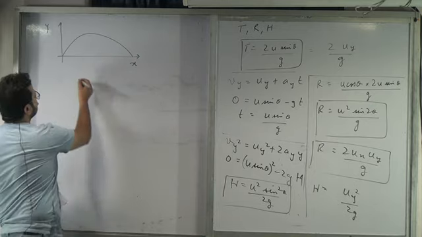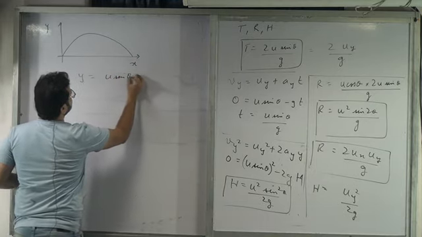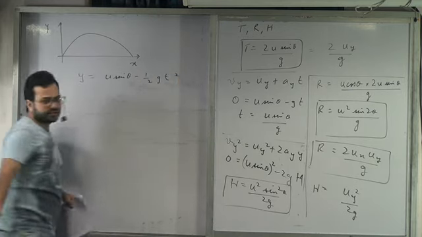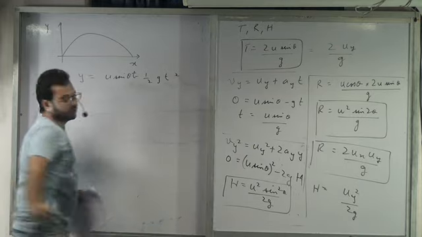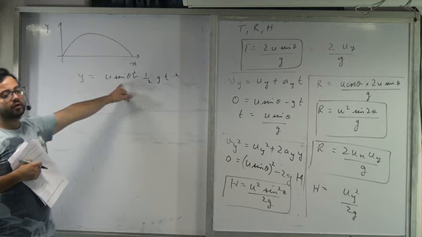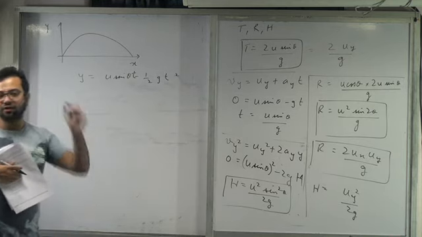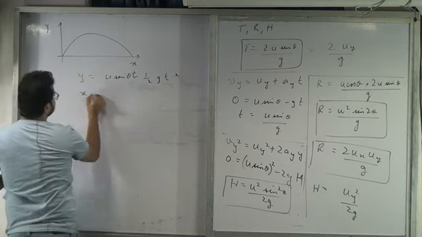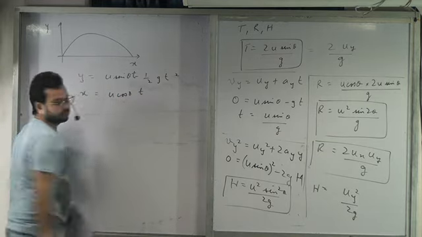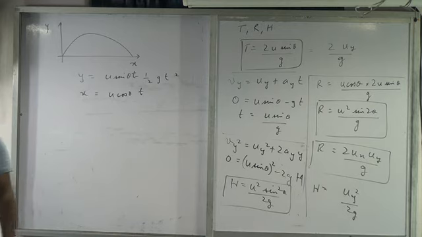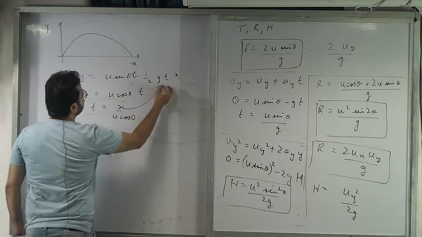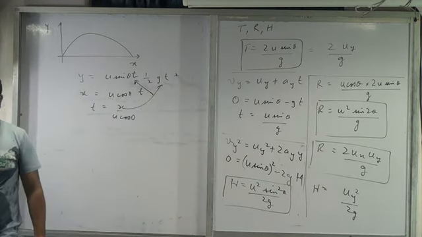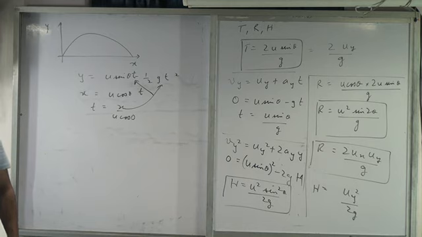Okay, it's very simple. Can I write this? No, I cannot write this. No, this is right. Y is equal to u y t minus half g t square. Is that right? Okay. Can I write this? Because the acceleration in the horizontal direction is 0. So this gives me t is equal to x upon u cos theta. Now I can substitute it here. So basically what I'm doing is I'm eliminating t.